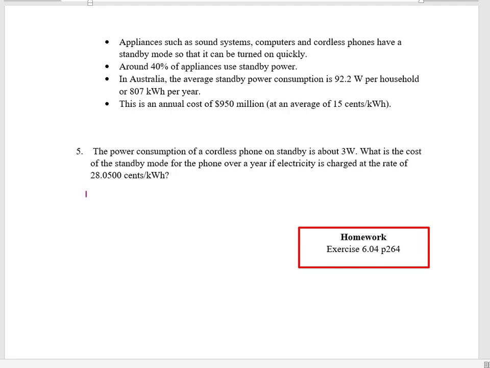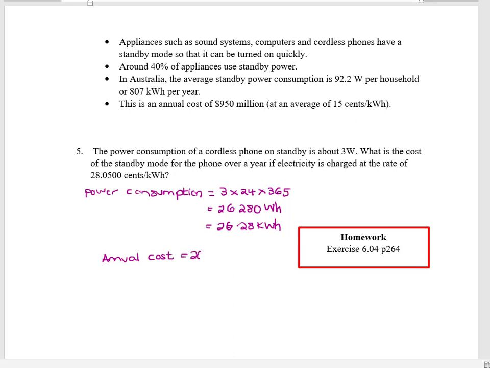So power consumption is equal to 3 times 24 times 365, which gives me 26,280 watt hours. Which I'm going to divide by 1,000 to make 26.28 kilowatt hours. And therefore the annual cost is going to be that 26.28 multiplied by the cost, which is 0.2805. So remember to change that into dollars. And I get 7.371, etc., which is $7.37.